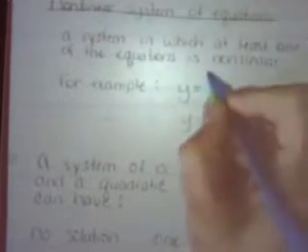Okay, lesson 8.10, solving nonlinear systems. A nonlinear system of equations is a system in which at least one of the equations is nonlinear. Nonlinear means not a line.